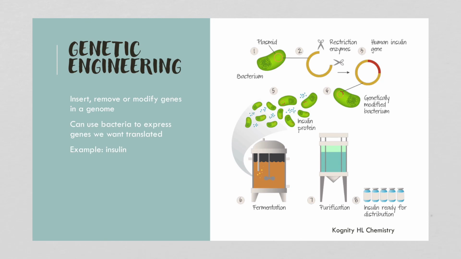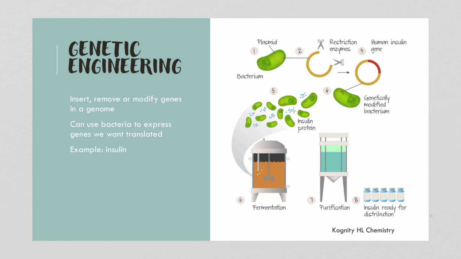The process of genetic engineering is to insert, remove, or modify genes in a genome. And we can use bacteria to express genes we want translated. The example that's used in biology is used again in chemistry. Insulin would be an example.